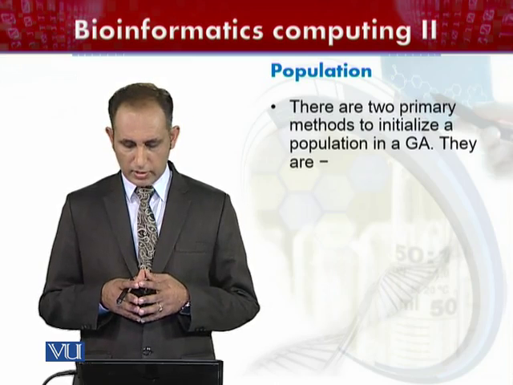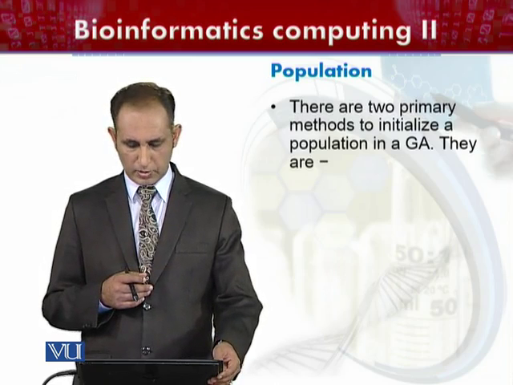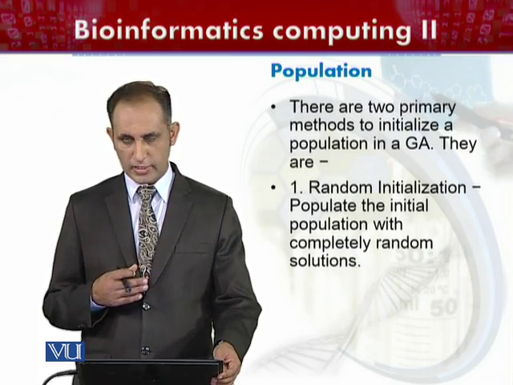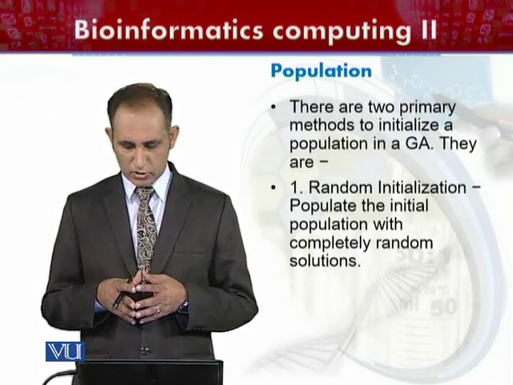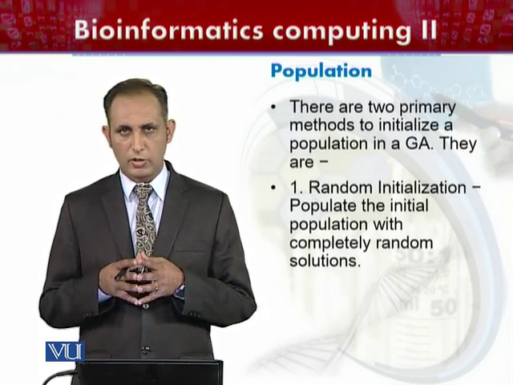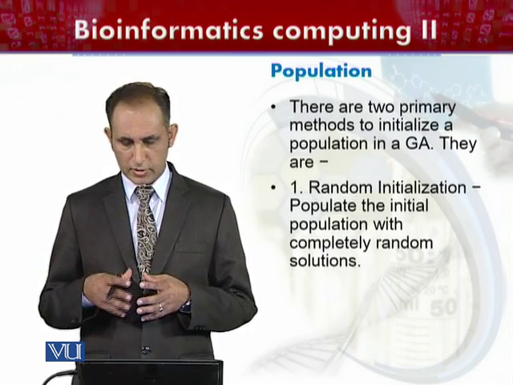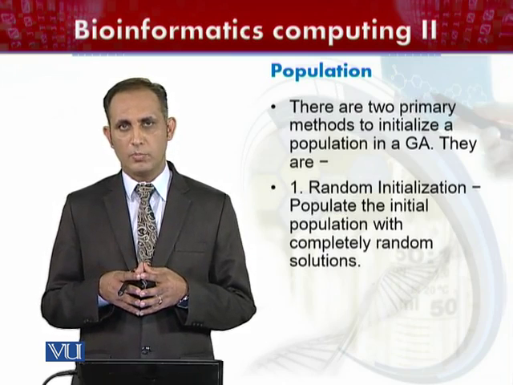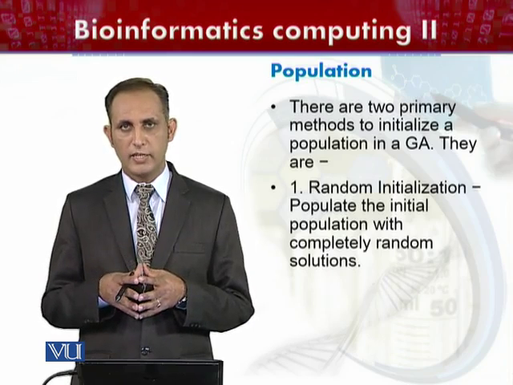There are two primary methods to initialize population in a genetic algorithm, and these two primary methods are: number one method is called a random initialization method, and the other one is called heuristic method. In a random initialization method, one has to populate that population with complete random solutions. So you have to randomly populate the population to get the best solution in hand.